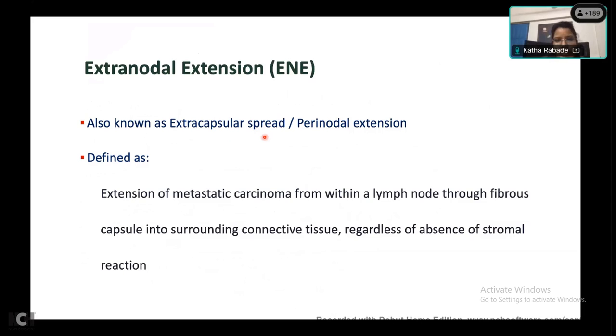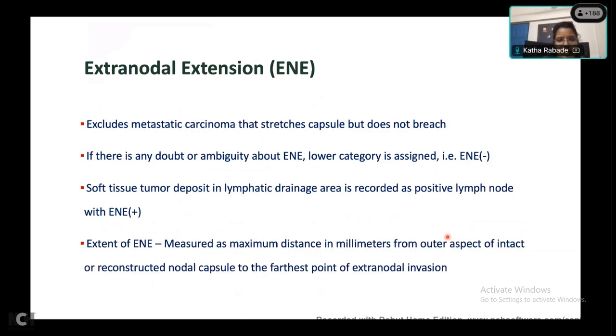So a little bit about extranodal extension. It is also known as extracapsular spread or perinodal extension. It is defined as extension of metastatic carcinoma from within the lymph node through the fibrous capsule into the surrounding connective tissue, regardless of presence of stromal reaction. So we will see an example of that, but before that, it excludes any metastatic carcinoma that just stretches the capsule but does not breach it. So to call any node as extranodal extension positive, the capsule of the node has to be breached and it has to go into the adjacent soft tissue.